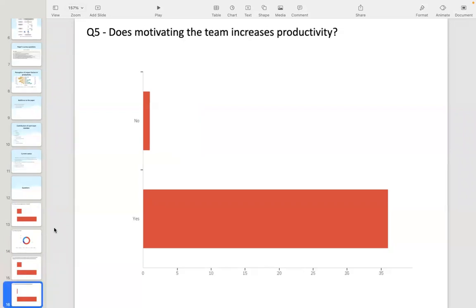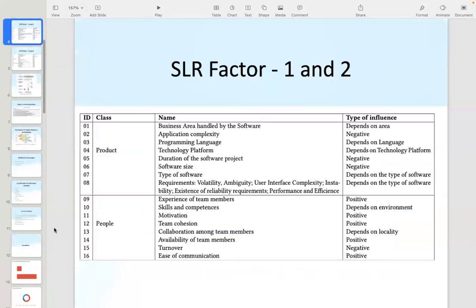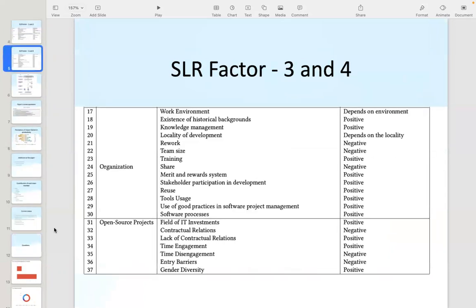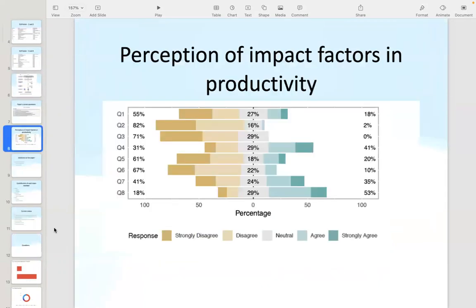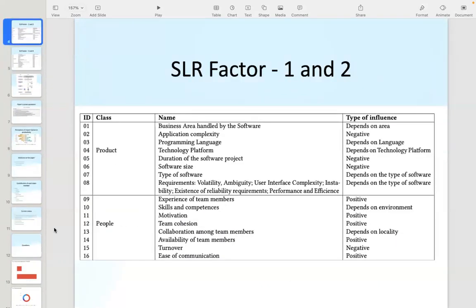Then we introduce this question regarding motivation. This factor comes under people. If you see in product and people, we have different subsections, and all the questions that we have generated are from these different subsections. Some questions can even be out of the domains mentioned here, and some can be from the domain that is mentioned in this area here.